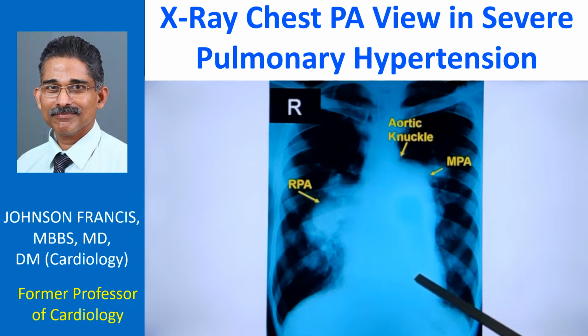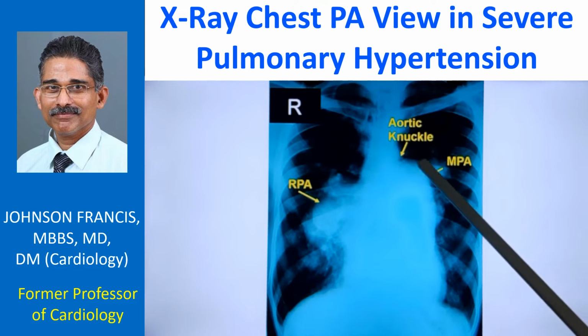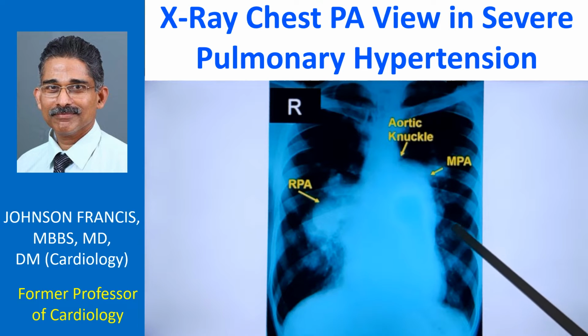not seen here. It would be behind the main pulmonary artery shadow because the left pulmonary artery descends behind the main pulmonary artery, and it will be a retrocardiac shadow. It's not visible here. This is the aortic knuckle, and we are seeing some end-on views.